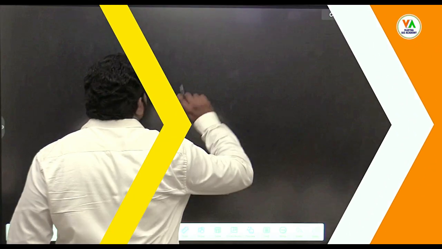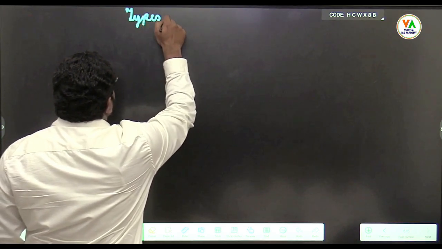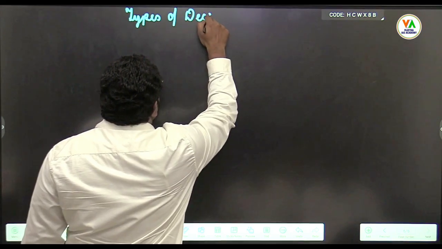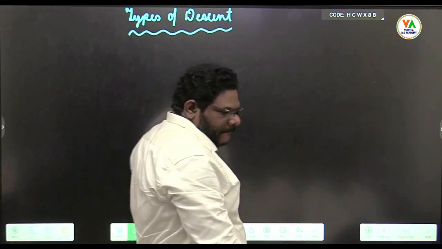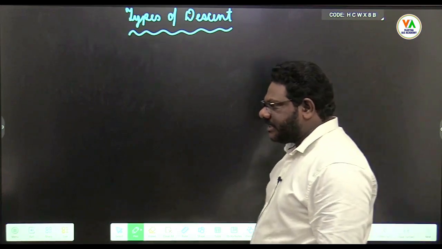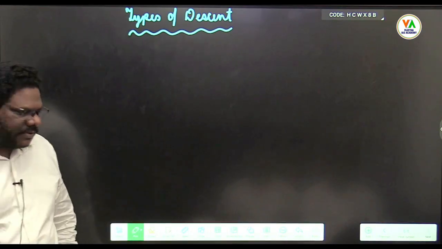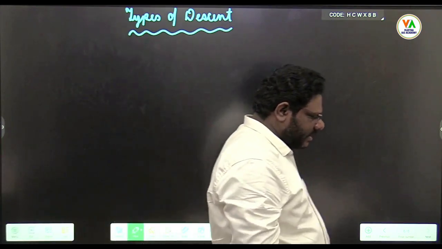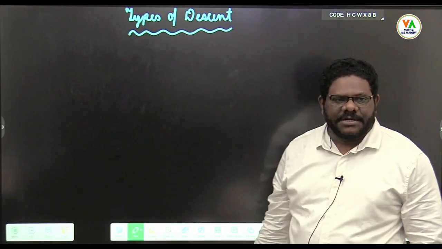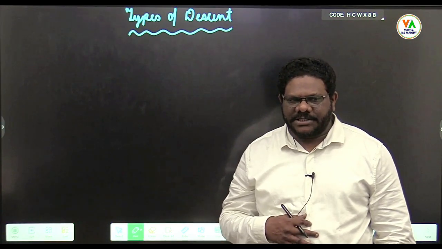So, principles and types of descent. Put the heading principles and types of descent. See, what is descent? Descent is a social rule which is useful to trace your ancestor or trace your inheritance. So, what is the need of tracing your ancestor? Why do you trace your ancestor?